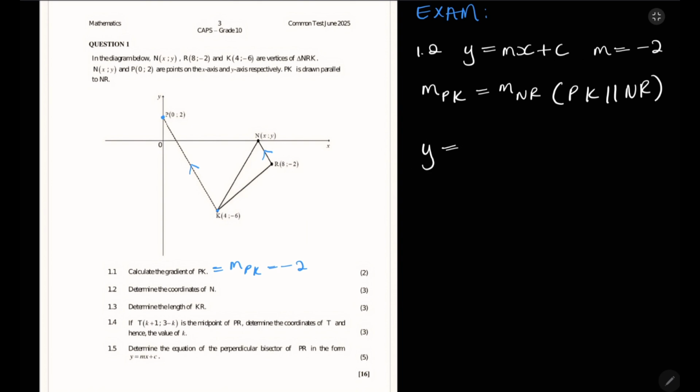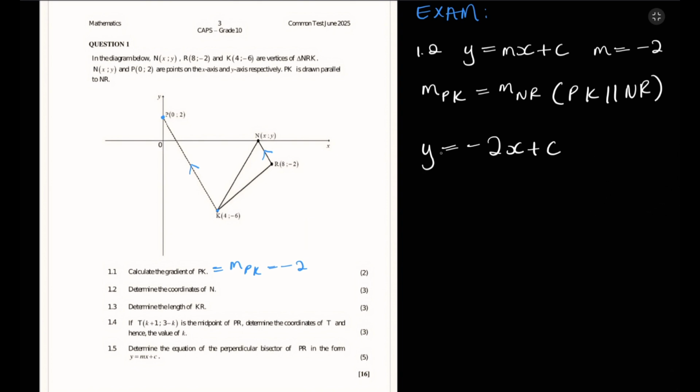Now let's substitute this gradient into our straight line formula. This will be y is equal to, our m is negative 2, then we have x plus c. When dealing with straight lines, remember I told you in the previous video that you can substitute any point that's related to the 2 points that you have to deal with. We do not know what the coordinates of N are, so we can choose R. So for R, we have 8 and -2. Remember, this 8 is your x and the -2 is your y. So you can write this on the side. I'm just going to erase this right now.